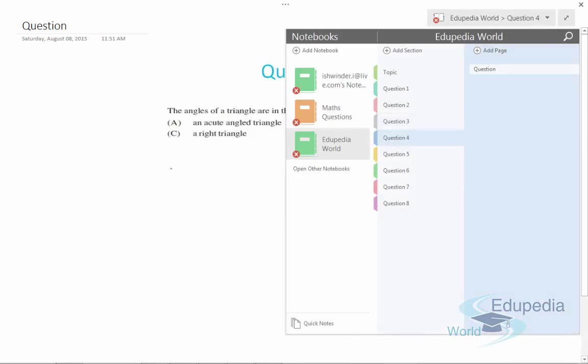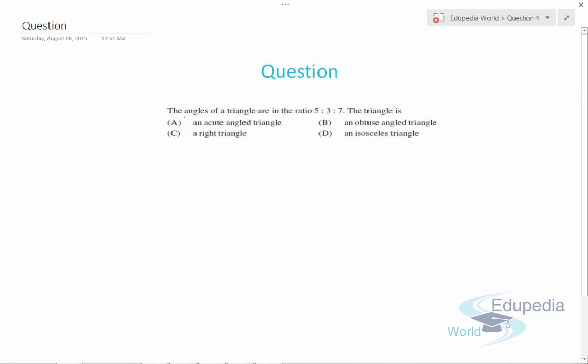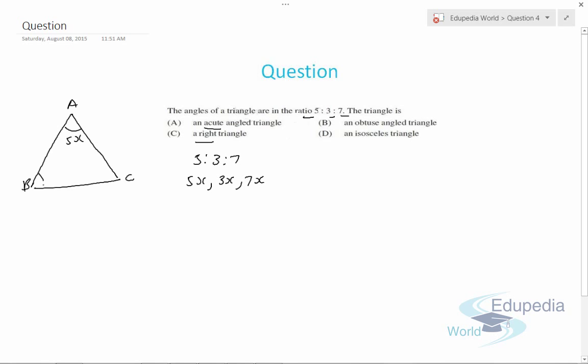Question number 4 says that the angles of a triangle are in the ratio 5 is to 3 is to 7. We need to tell whether the triangle is an acute angled, right angled, obtuse angled, or isosceles triangle. So let's see how we can do this. Suppose this is a triangle ABC. Now the ratio of the angles is given as 5 is to 3 is to 7. So let's write each angle as 5x, 3x, and 7x.